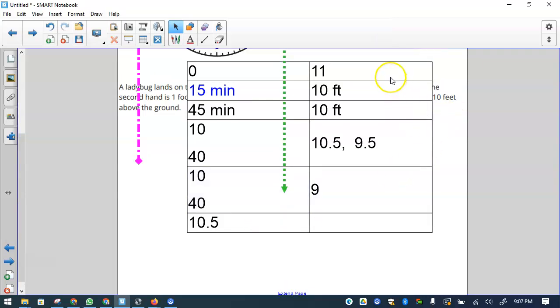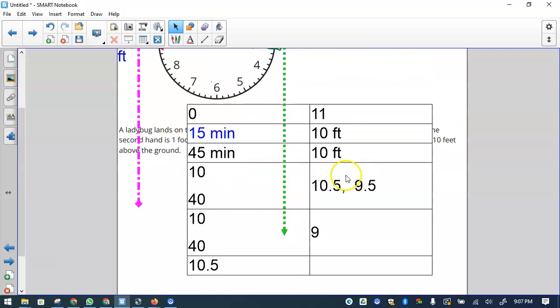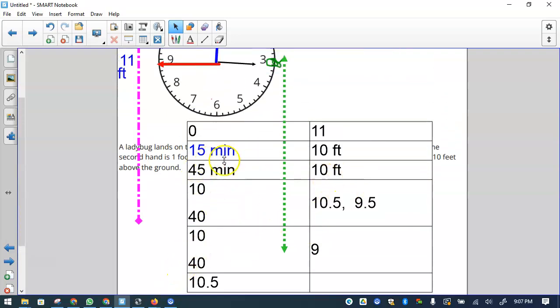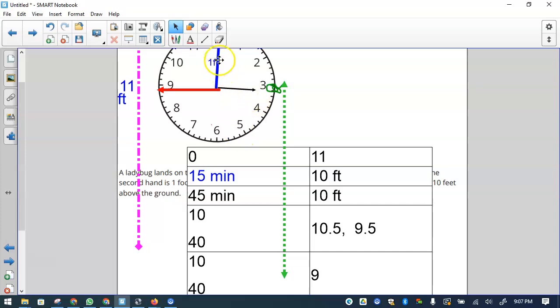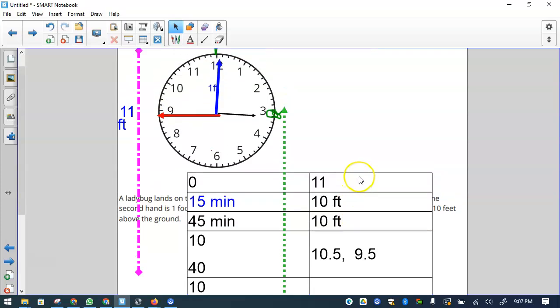I hope you guys got this. What I'm trying to say is this is a minute hand, because the ladybug was on the second hand and now it moved onto the minute hand, and this changes things. Every 30 minutes it will go back to 10 foot, then again 30 minutes to 45. So every 30, 30, 30, it will have the same height. That's all you're supposed to write.